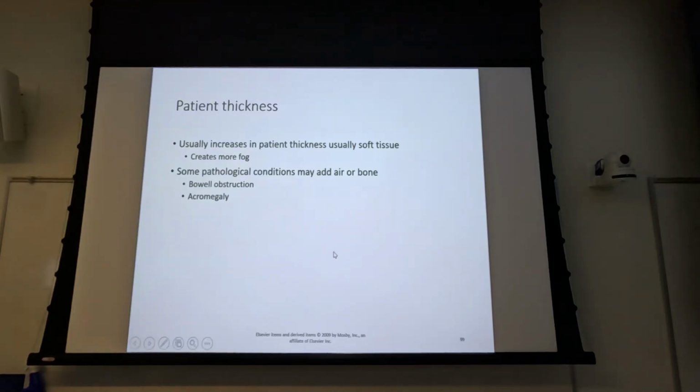So anything that increases patient thickness can create more fog. The valve obstruction, though, that's mainly going to be air, so it's not really going to create a whole lot more scatter radiation. Acromegaly is usually due to a pituitary tumor. That's an increase in bone, so that's not going to create a whole lot more scatter that's going to distract the image receptor.